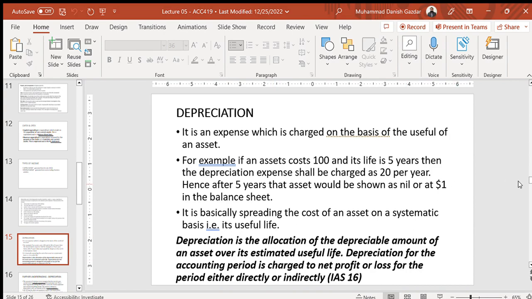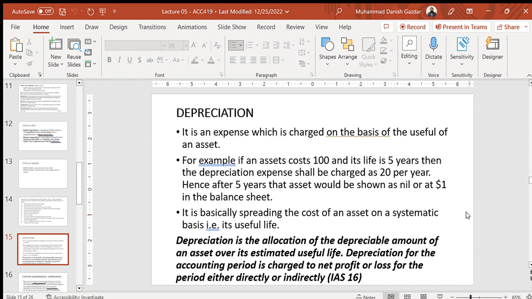Now we would discuss depreciation. Depreciation is a very important concept, and it is an example of the matching concept. It is an expense which is charged on the basis of the useful life of an asset. For example, if the cost of an asset is 100 and its life is 5 years, then the depreciation expense shall be charged as 20 per year. Hence after 5 years that asset would be shown as nil or at $1 in the balance sheet. It is basically spreading the cost of an asset on a systematic basis, that is, its useful life.